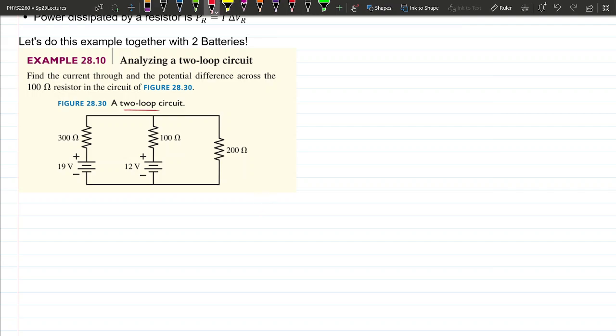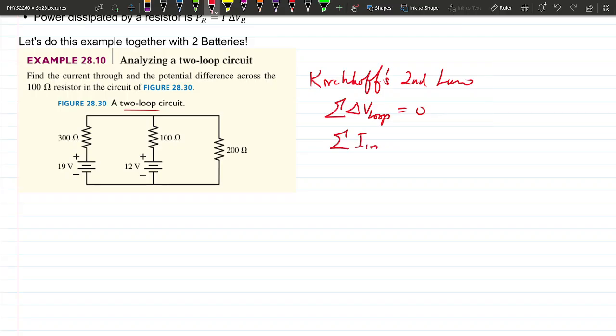And this is going to be a two-loop circuit, because let's say you start off, you have two different paths that the current can go in, right? And this is typically one of the hardest things for students to pick up on in circuit analysis. The idea is that you really just want to follow Kirchhoff's two laws, which are that the sum of the change in voltage around a loop is 0, and the sum of the current going into a junction and the sum of the current going out of a junction are going to be the same.